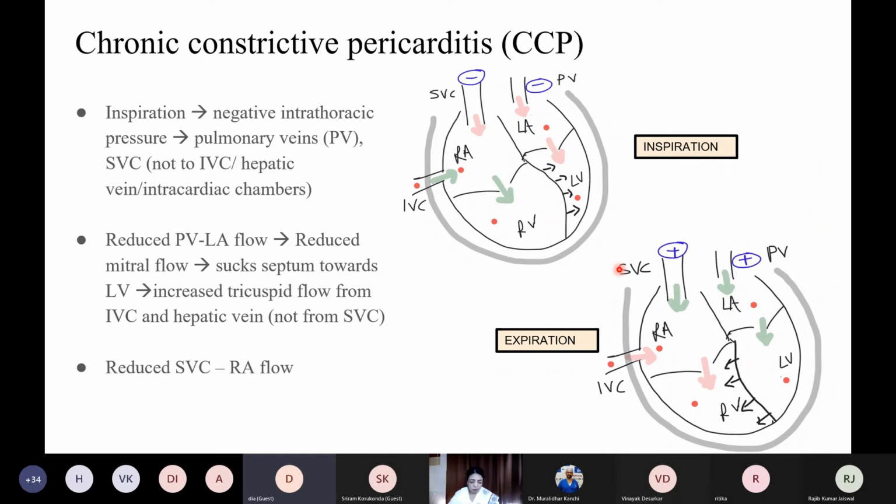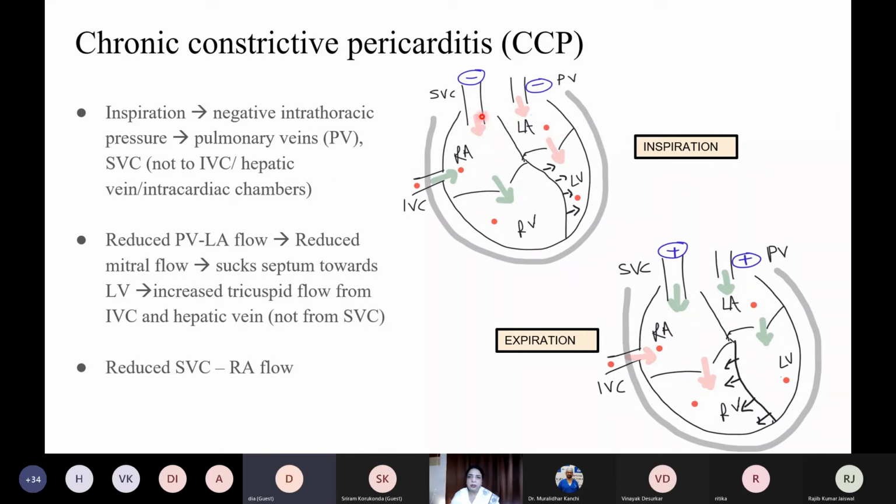What is the operation we do for constrictive pericarditis known as? Decortication. Decortication is not at all an easy operation. It is one of the most difficult operations. So if you assist the surgeon in dealing with these operations through pulmonary vein Doppler and hepatic vein Doppler, it will be a great help to him. So let us understand this physiology a bit. It's not very difficult. Just concentrate over here.